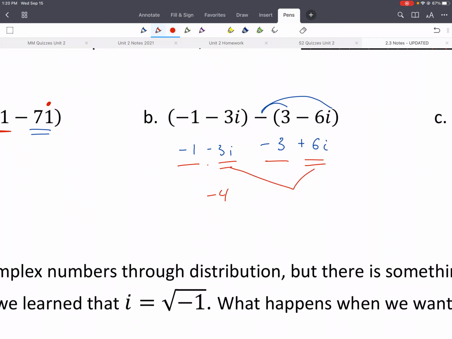And then we'll combine those together. That would give us plus 3i.